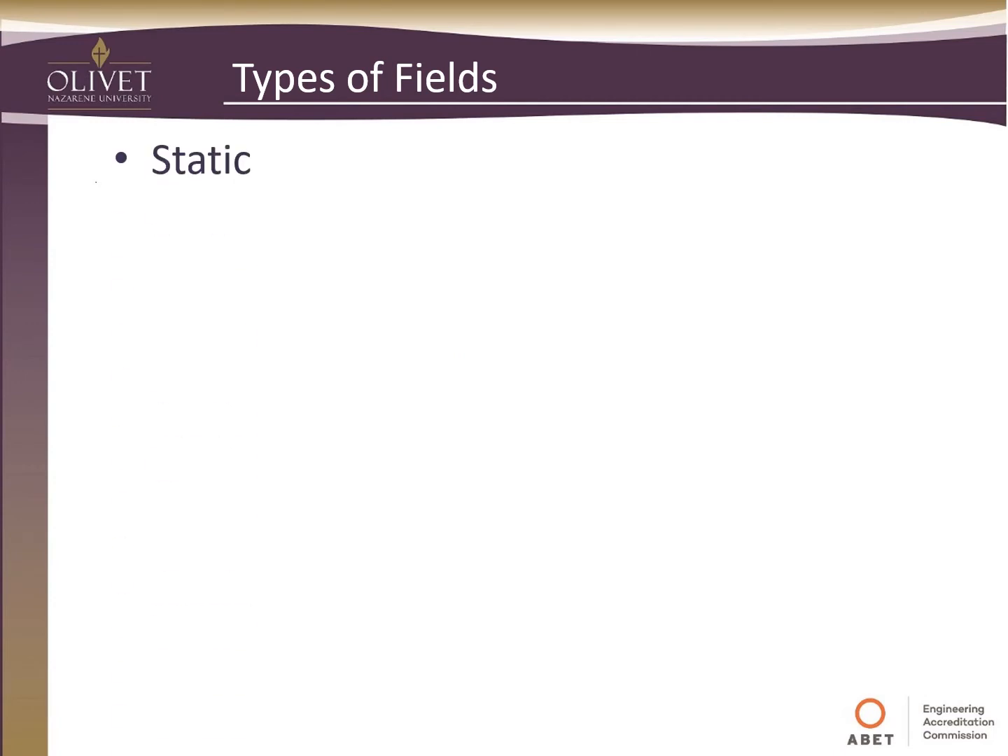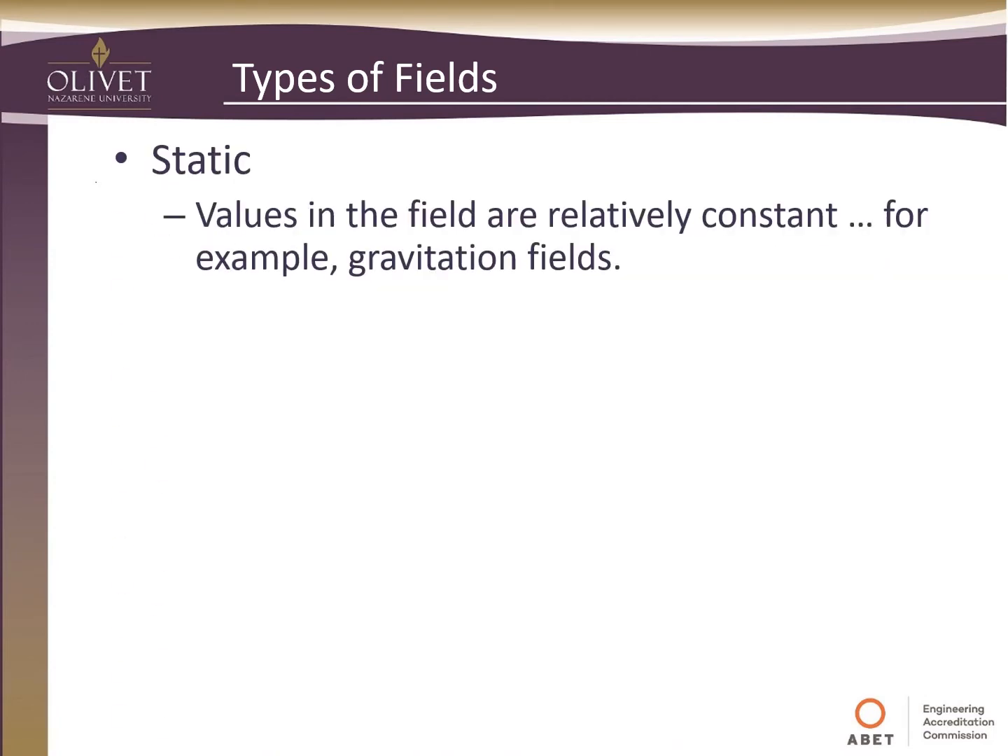So let's look at the different types of fields we can have. We can have a static field. In a static field, the values in the field are relatively constant. For example, gravitational fields. Gravity is basically the same anywhere you go, at least in a closely defined area.